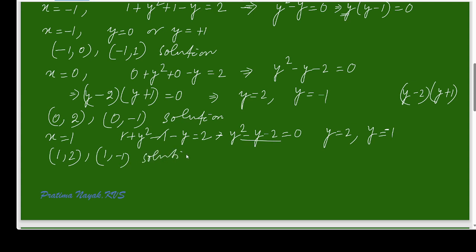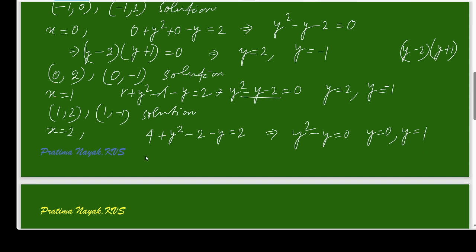What is the last solution? When x is equal to 2, this should be 4 plus y square minus 2 minus y is equal to 2. So y square minus y is equal to 0. So y is equal to 0, y is equal to 1. So again 2, 0 and 2, 1 are two more solutions.